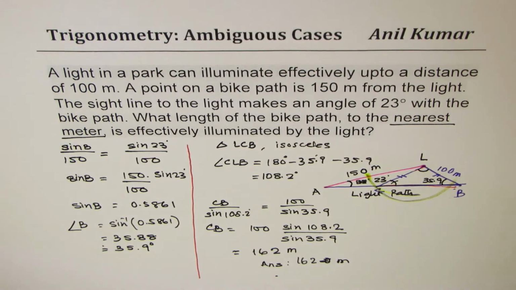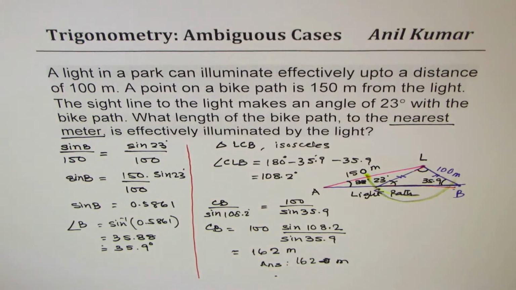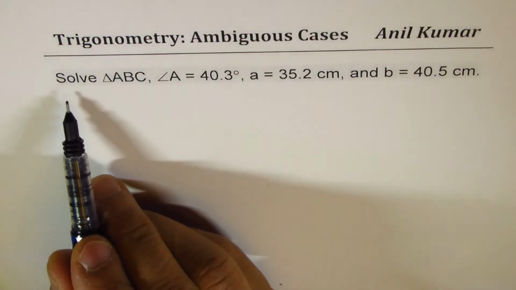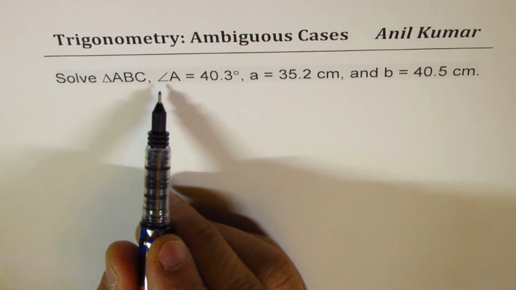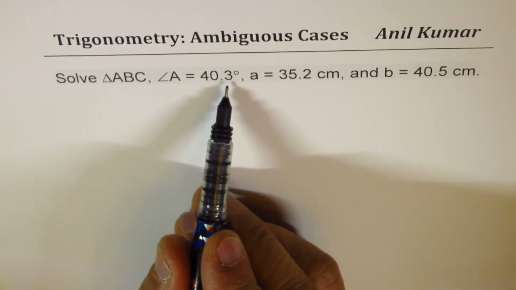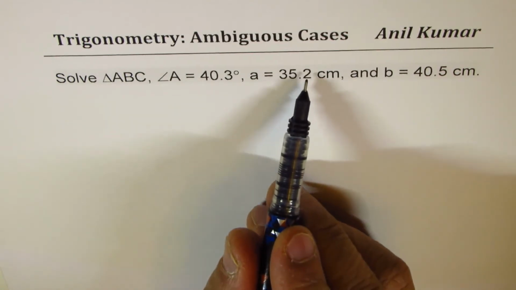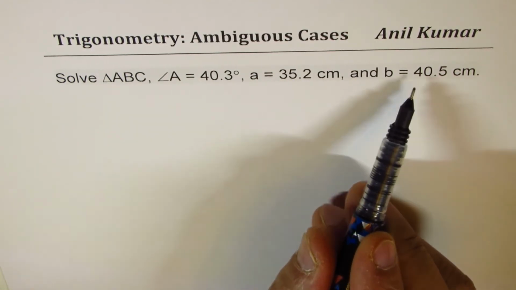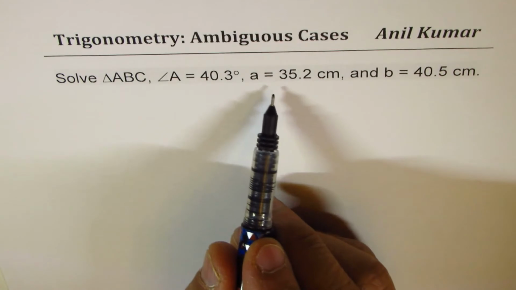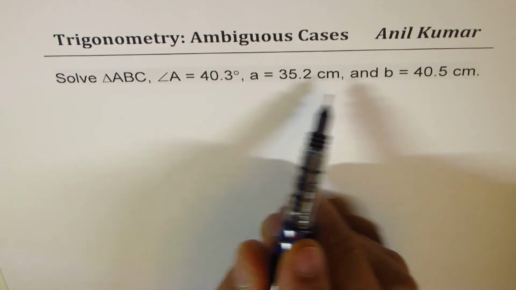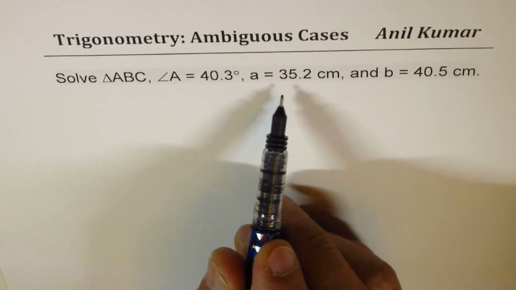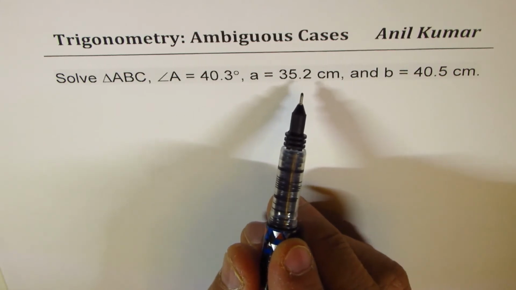Perfect. Now let's move on to the last question in this part. Solve triangle ABC where angle A is 40.3 degrees, side a is 35.2 centimeters, and side b is 40.5 centimeters. We should write our answer to the tenth place, since all the values are given up to the tenth place, correct?